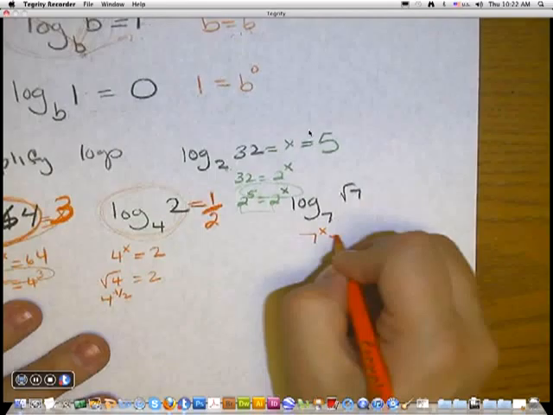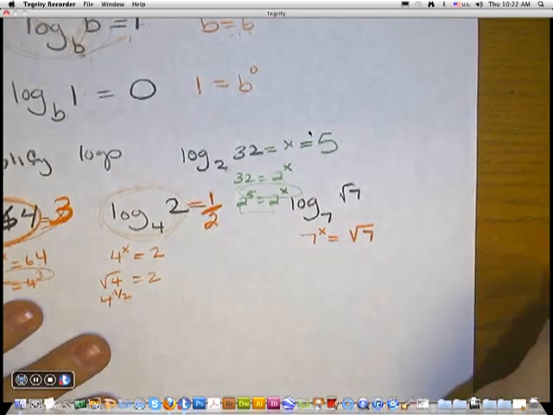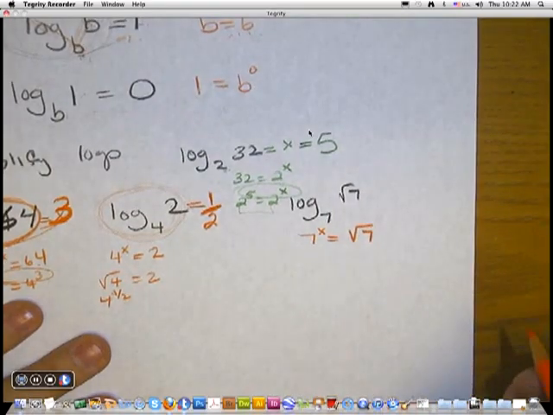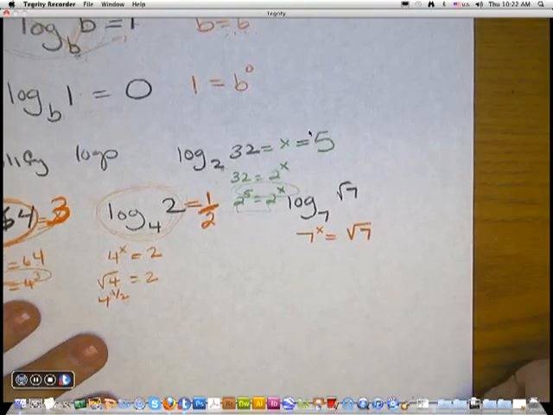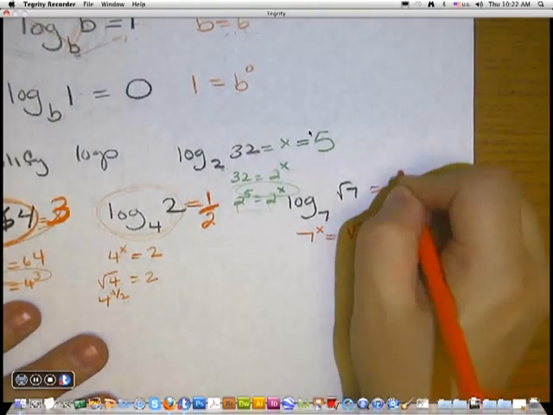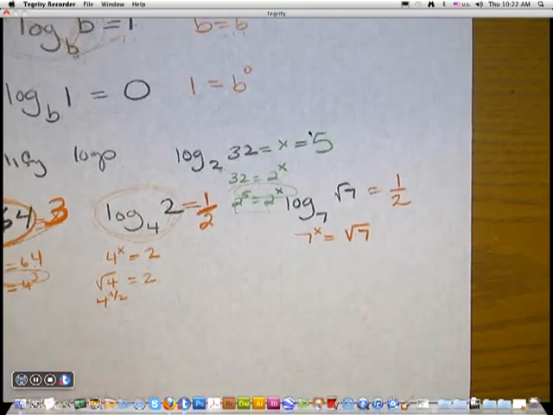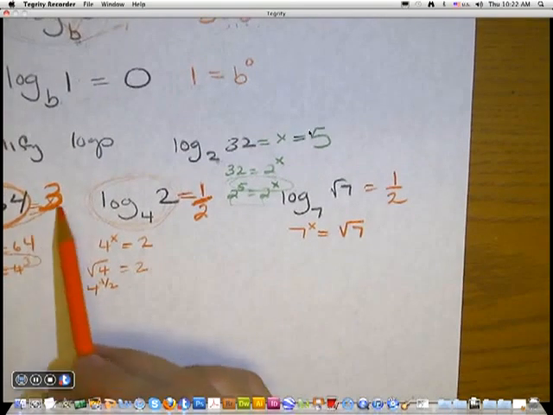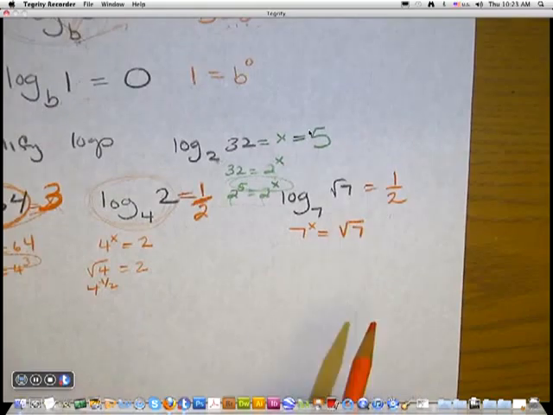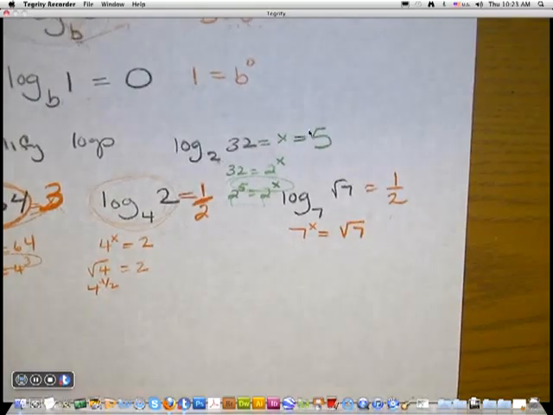So what exponent on 7 gives you the square root of 7? Again, 1/2. All right, so we can use whole numbers, could be fractions.